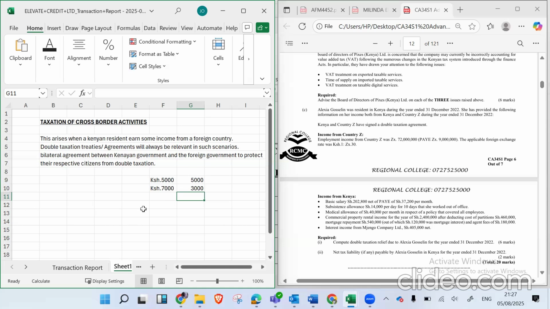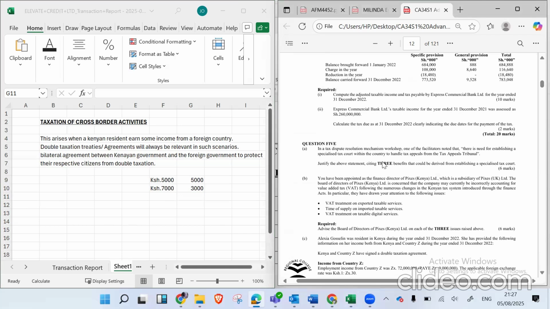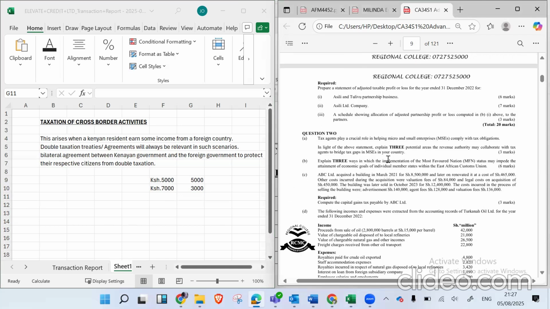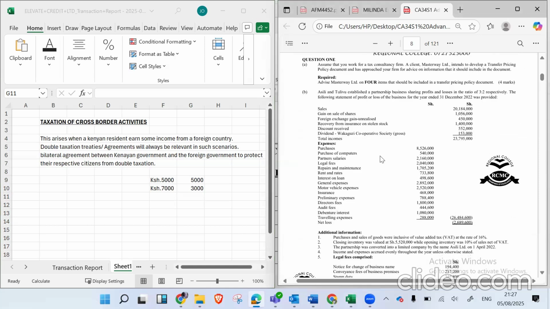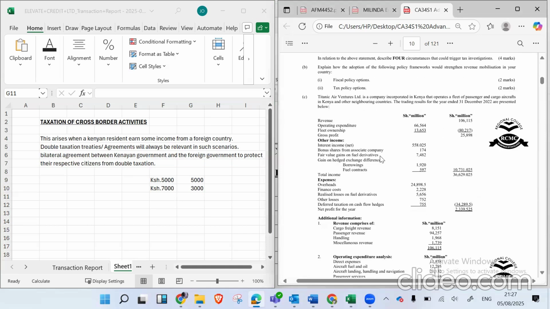Hi. So I've just seen there's a question on our right hand side. This is question 5C. Question 5C of December 2023.